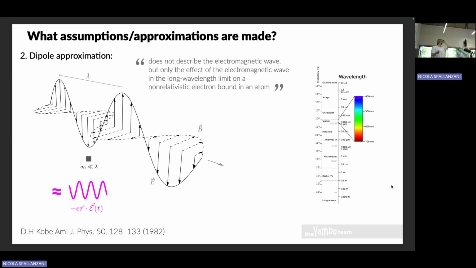So what is the effect of this approximation? Well, the effect is that you cannot describe the propagation of your field. So the phase matching that was discussed by Leonora is something that you can't capture, but what you can capture is the effect of the field onto your system.